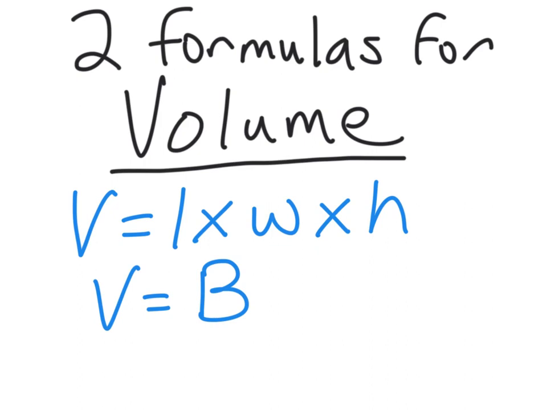That's one side, like of a triangle. But when it's a capital B, that's the base. That's going to be an area. And then we just multiply the height times that. Those are the 2 formulas for volume.